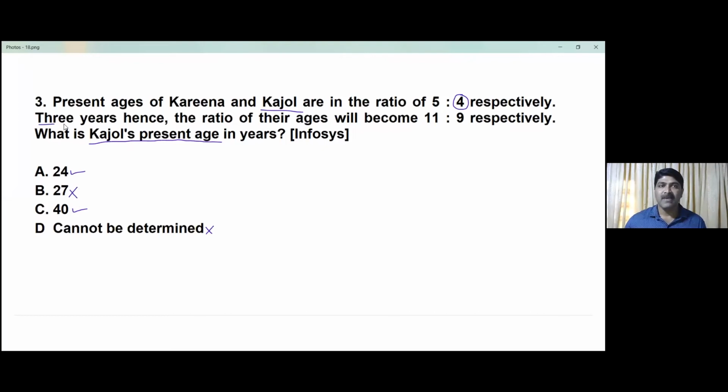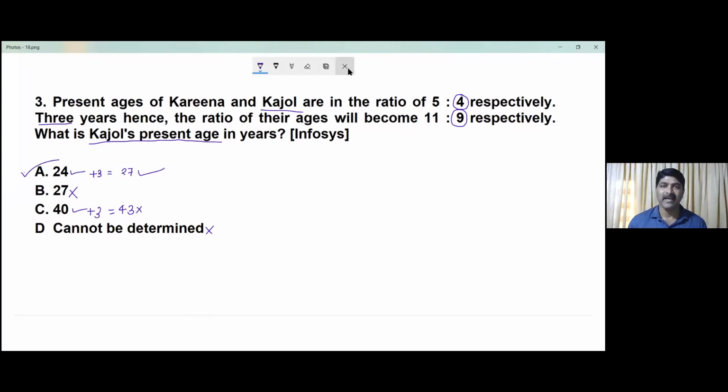After 3 years, Kajol's age will be a multiple of 9. So that's a simple trick. You simply add 3 to both of the pending or confusing options. Here 24 plus 3 is 27. Yes, it's satisfying; it's a multiple of 9. And this one, 40 plus 3, is 43. It's not a multiple of 9. So we can conclude our answer is option A.